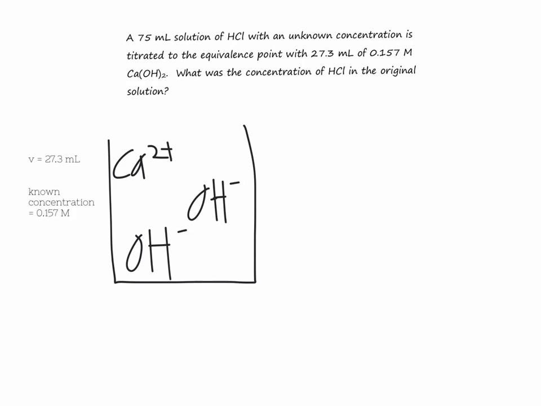Calcium hydroxide comes completely apart into ions because it is a strong electrolyte. You will have 1 mole of calcium 2+ for every 2 moles of hydroxide. Since this is an aqueous solution, the volume equals 27.3 milliliters, and there's a known concentration of 0.157. Now we are going to add 75 milliliters of hydrochloric acid with an unknown concentration to the solution.